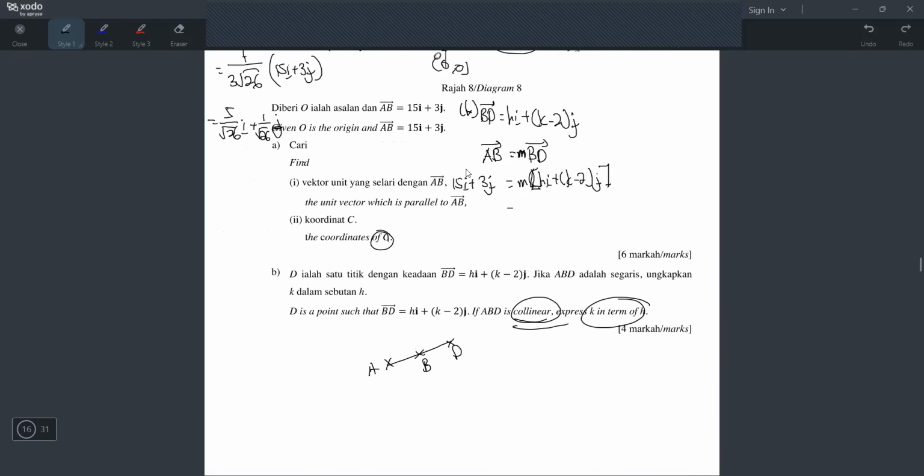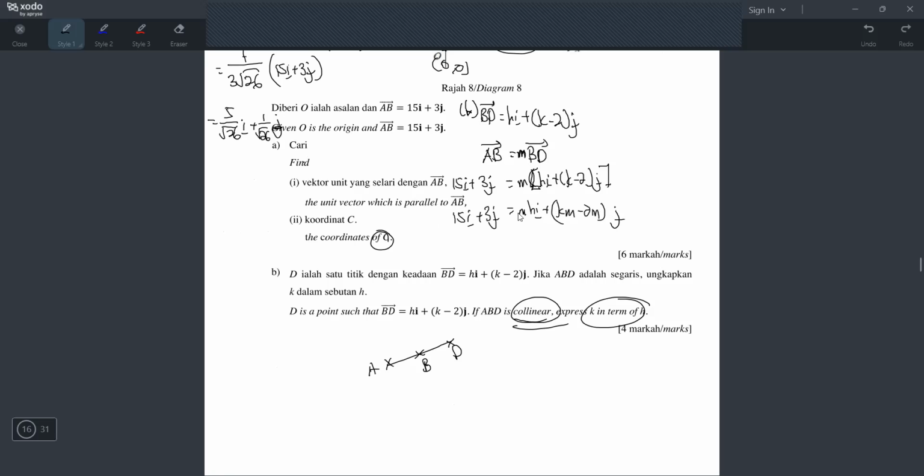You just expand the M and then you compare the coefficient of I with coefficient of I, and coefficient of J with coefficient of J. So let me repeat again. What you do now is you expand and then compare both coefficients of I and then both coefficients of J. So M times H is MHI and then M times K minus 2, which is Km minus 2M, but the J, I will leave it outside like this, right? Because I want to compare the J coefficient later. And then this one is just 15I plus 3J.